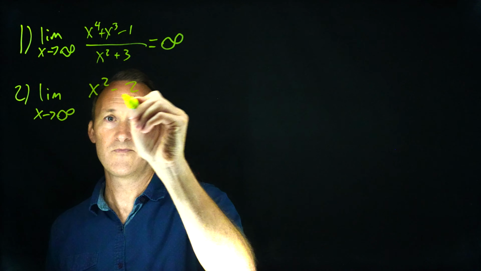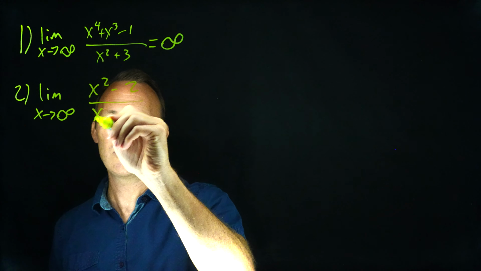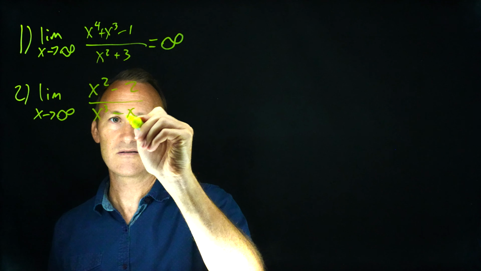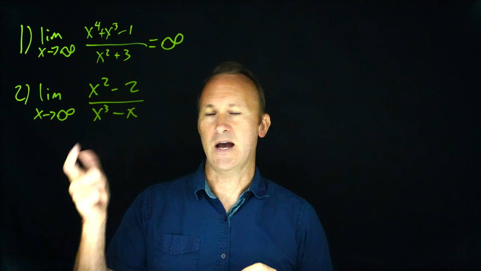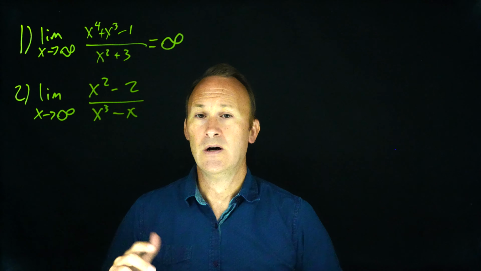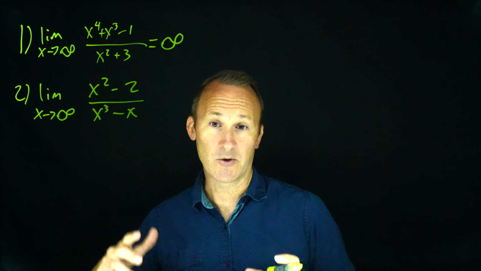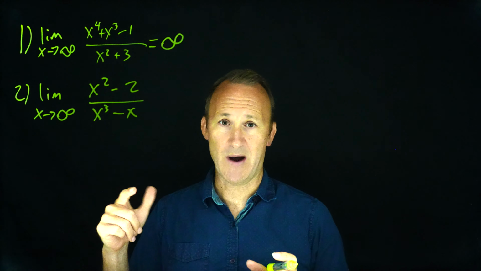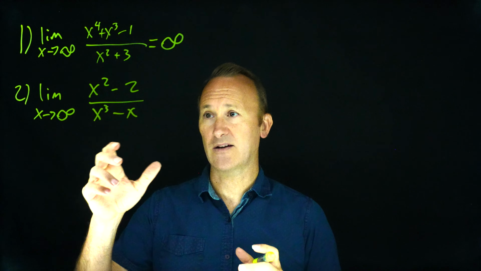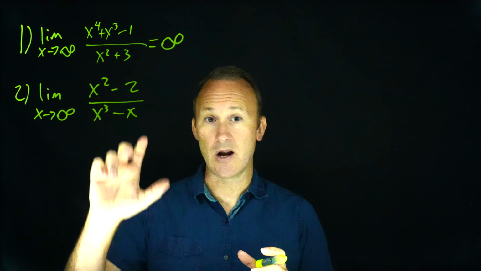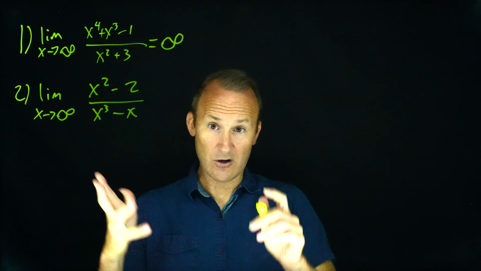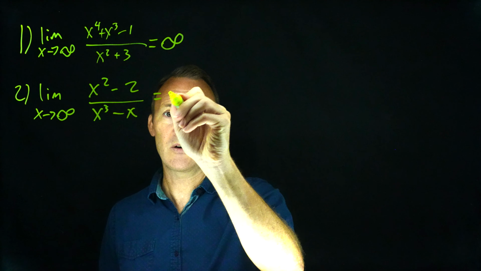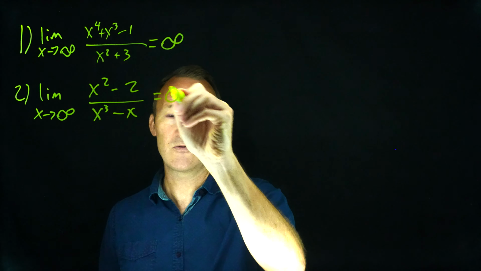Next, let's take a look at the limit as x approaches infinity of x squared minus 2 over x cubed minus x. What does this limit go to as x goes to infinity? Well, we've got the highest power in the denominator. And so if the highest power is in the denominator, in effect, what you have is some number over infinity, which then goes to 0. So if the highest power is in the numerator, it goes to infinity; denominator, it goes to 0.